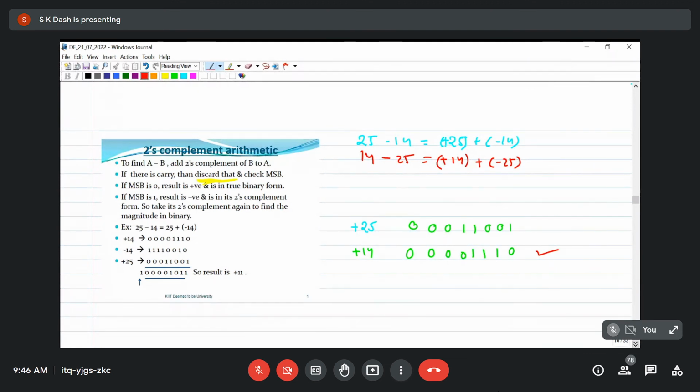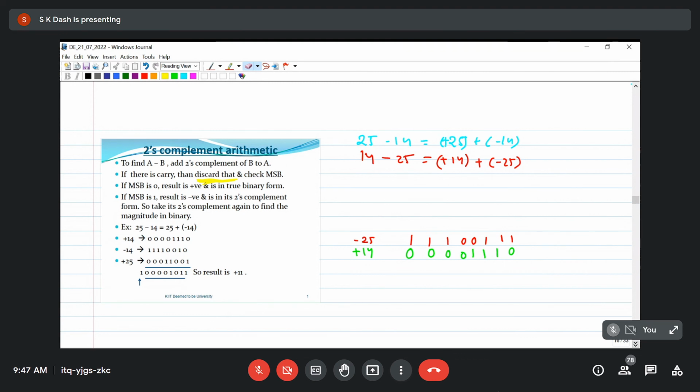To represent minus 25, I need to write the 2's complement of plus 25. What will the 2's complement number be here? The 2's complement of this: 1 1 1 0 0 1 1 1 1, the first one is encountered, then the other bits need to be interchanged. This is 1, this is 1, this is 0, this is 0, this is 1, this is 1, this is 1. So I am removing this plus 25.